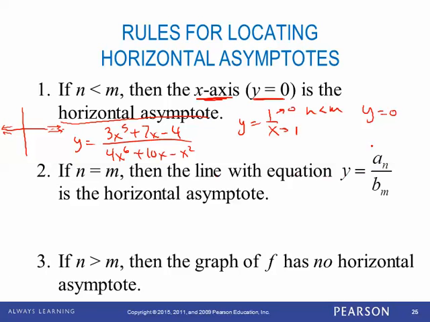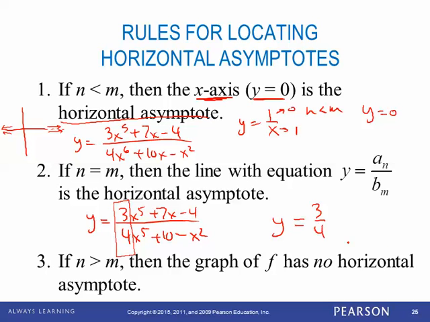Okay, what happens if these guys are tied? What happens if I have, let me rewrite the last one here, 3x to the 5th plus 7x minus 4, and I have 4x to the 5th plus 10x minus x squared. If they're tied, the horizontal asymptote is the ratio of the leading term coefficients. So it's the ratio of the coefficients of the leading terms. So in this case, I do have a horizontal asymptote, and it is 3/4.